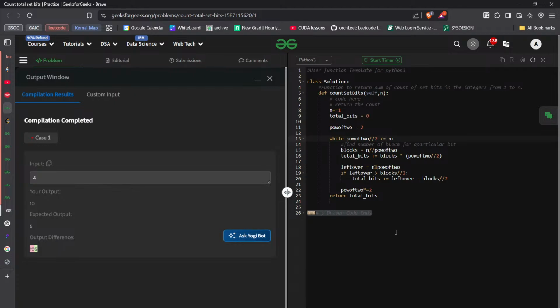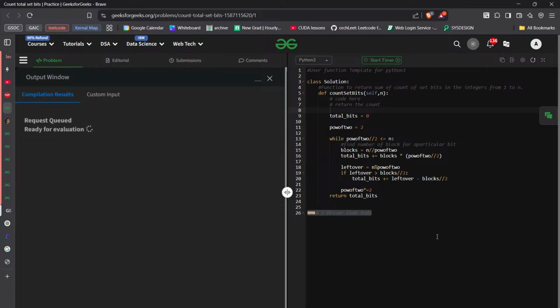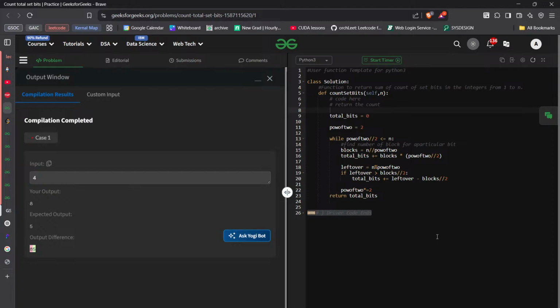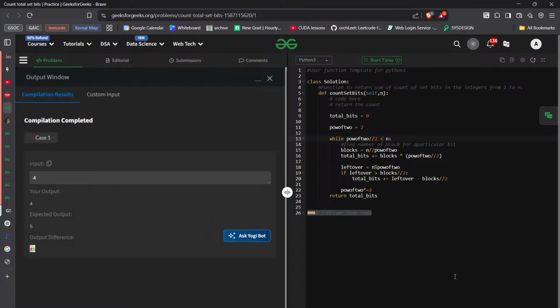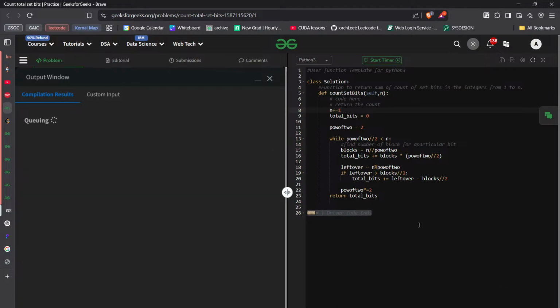Your output is 10, expected is... Huh? What if I don't do this? Your output is 8. One more is required, but I'm doing n plus equals to 1. Then it doesn't work, right?